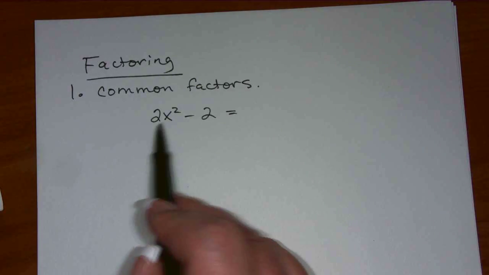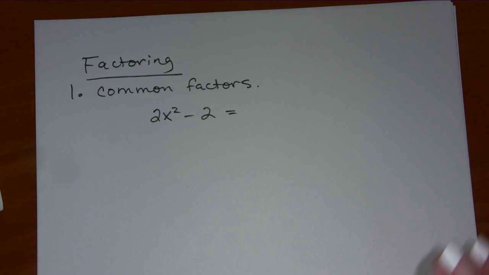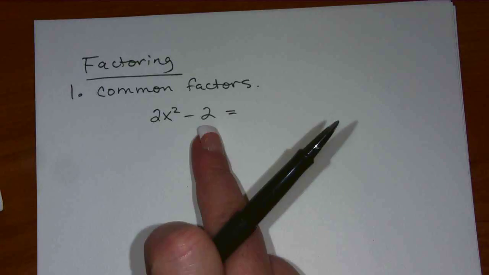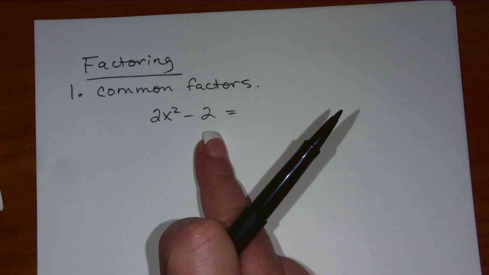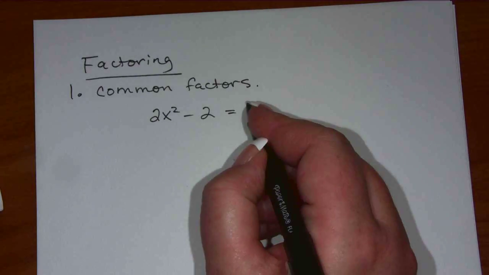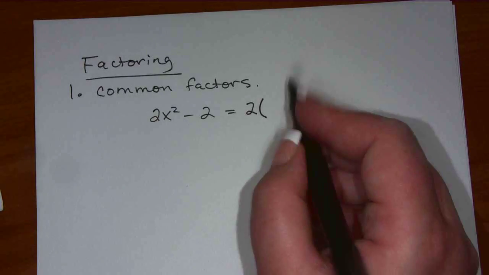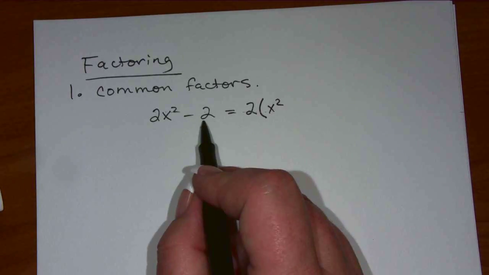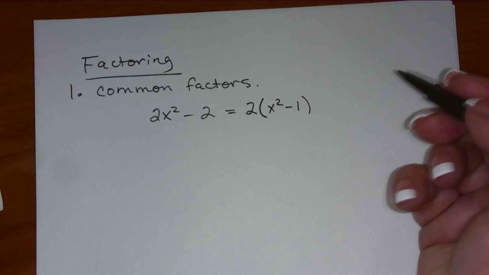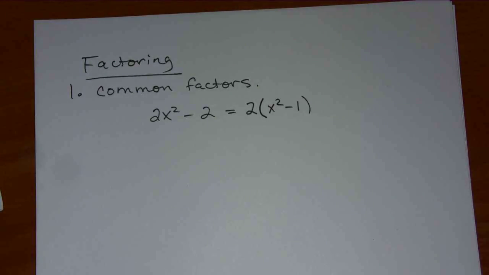And so there's 2 terms here. A term is separated by a plus or minus sign. There's 2 terms. And what do they have in common? A 2. And so pulling that out to the front, you write a bracket and then whatever's left. So here, if we take the 2 out, we're left with x squared, and here, minus 1. Okay, so that's taking out a common factor.